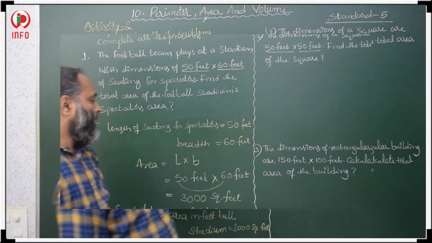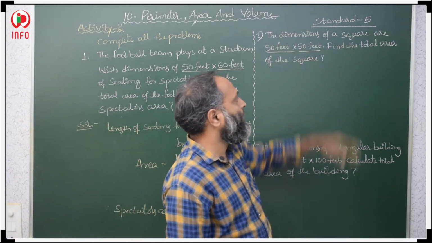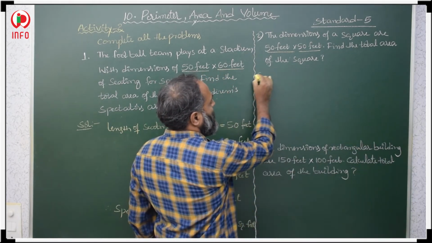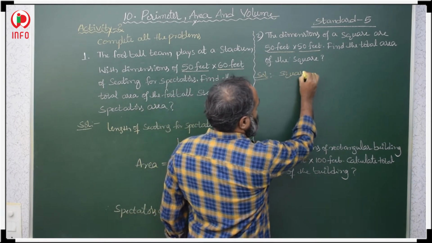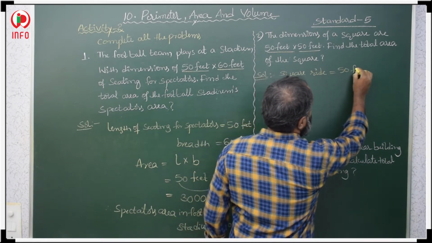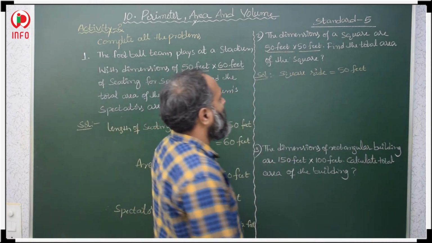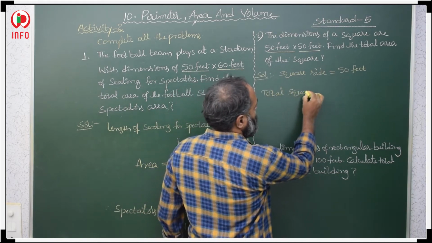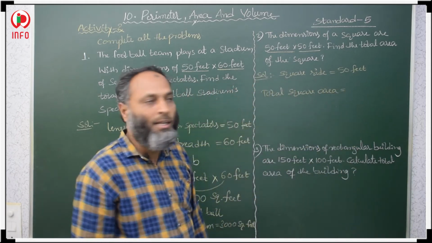The next one. Now, here in the second question, dimensions of square are given, 50 feet by 50 feet. Find the total area of square. Square dimension means square side is given. Square side, that is 50 feet. Then total area of square, area, that is length into breadth.